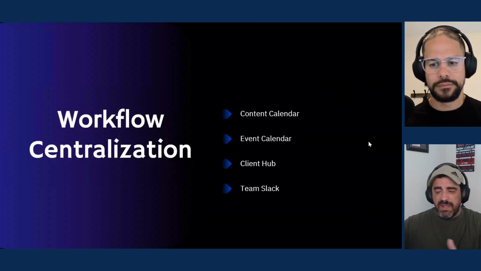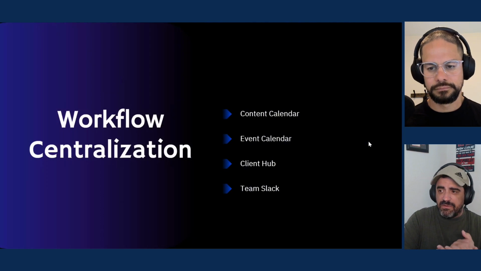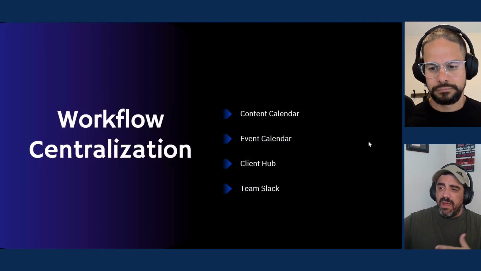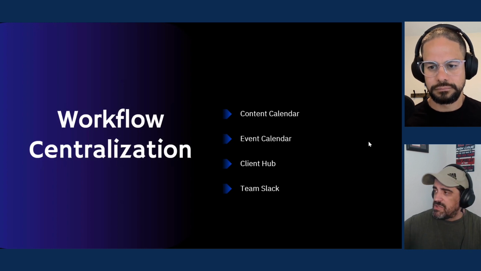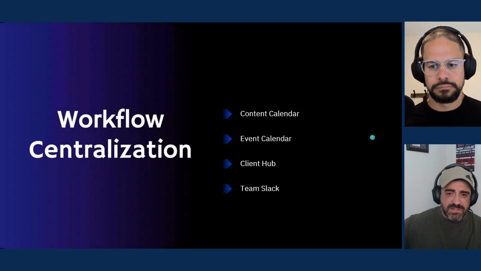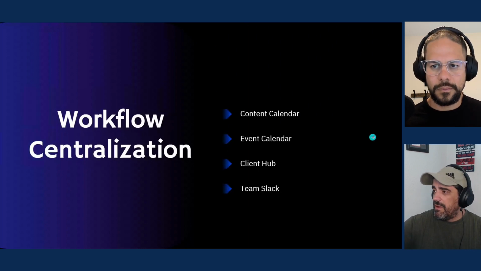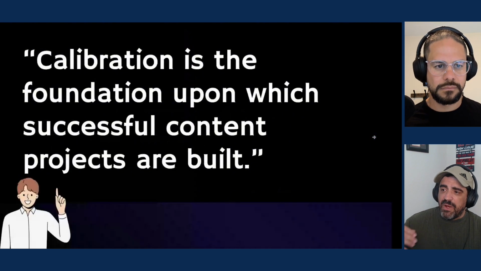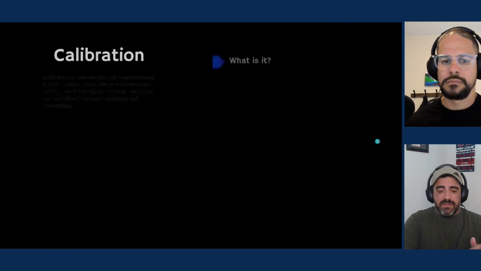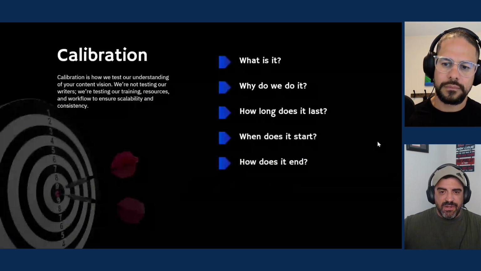This needs to be done by when type of thing. We also have a tool called Client Hub that helps to centralize the workflow, and we invite them onto a team Slack for faster communication here. But you can replace these things with your method of centralizing your workflows with your clients. And then that goes into calibration. For anybody who's not aware, calibration is where you test out everything you've learned on this working session.